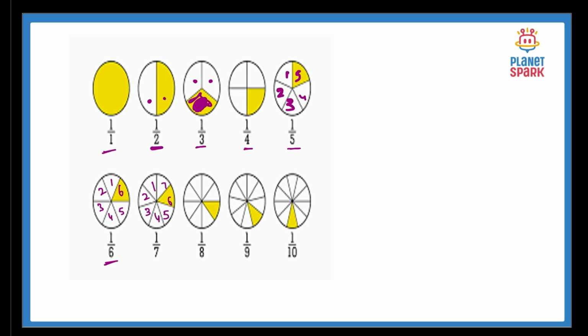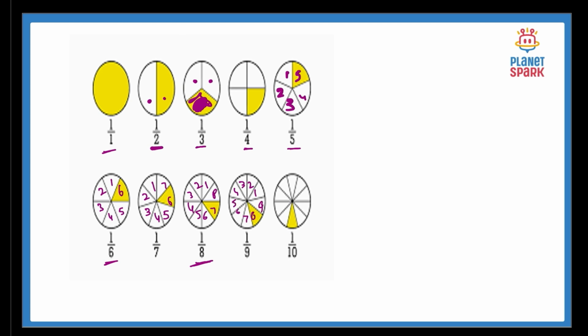Next one, 7 parts in total, out of which I am shading 1, so it is 1 over 7. Another one, 8 parts in total, I am shading 1, it is 1 over 8. Out of 9 total parts, I have shaded 1, so it is 1 over 9.